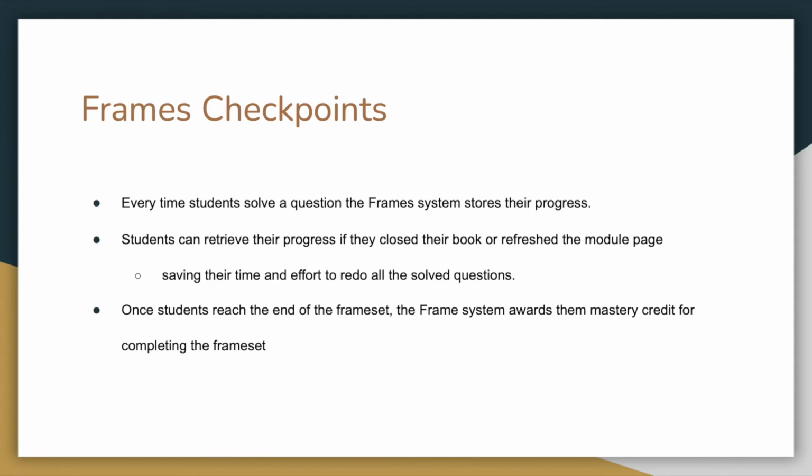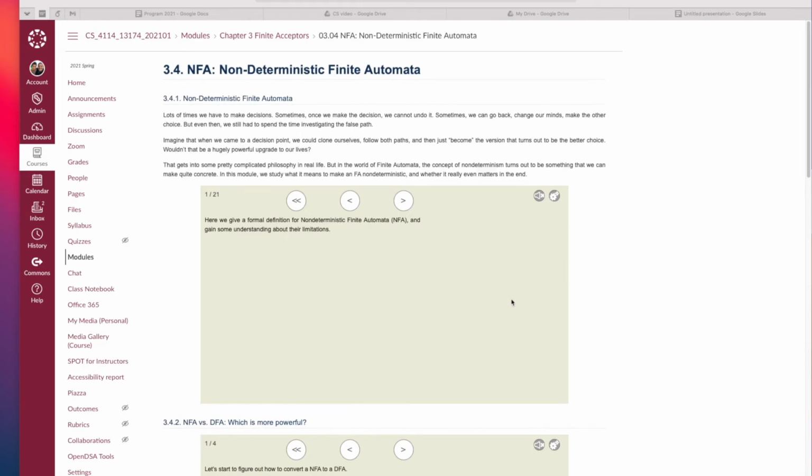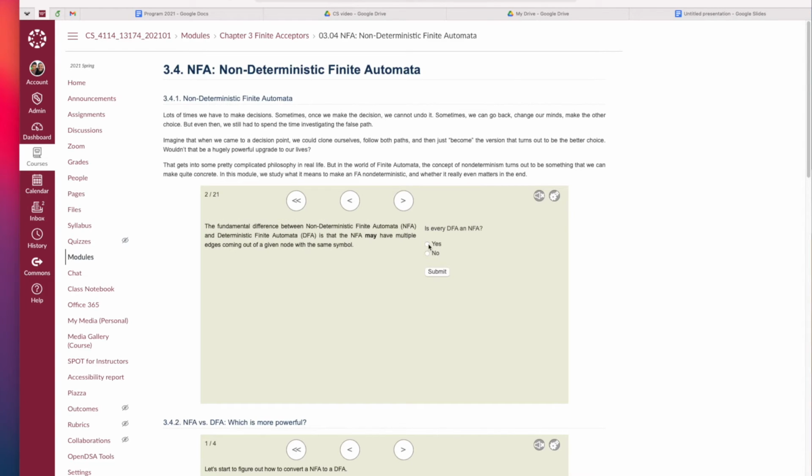Frames checkpoint. Students are required to answer questions while they are studying from the programmed instruction e-textbook. So every time they go through their frame set, they need to keep answering the questions one by one to be able to continue the frame set.